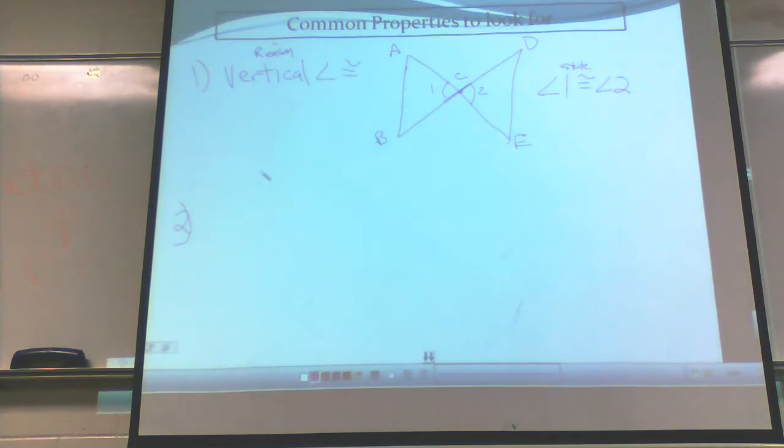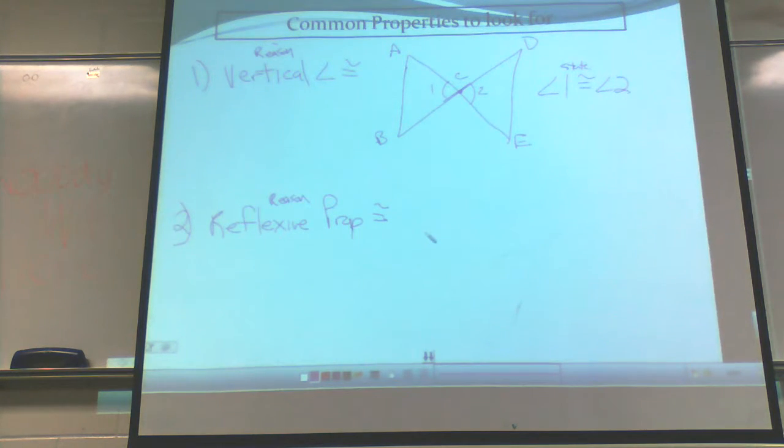Okay, the second thing that I'll ask you to put on there, this is reflexive property. Again, I'm putting the reasoning. It's of congruency because we're talking about congruent angles and congruent sides, not equal ones. Even though the words mean the same thing. So again, this is a reason, right? It's thinking in terms of statements and reasons.